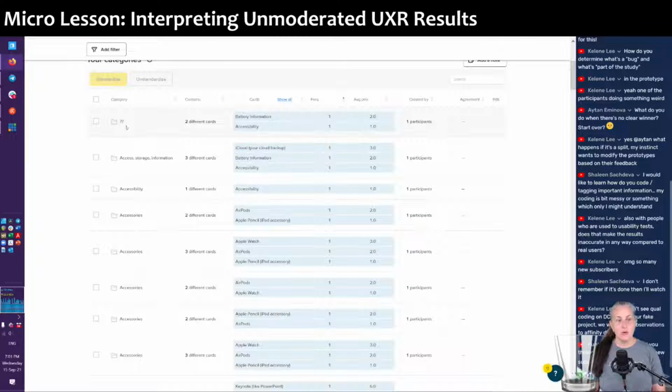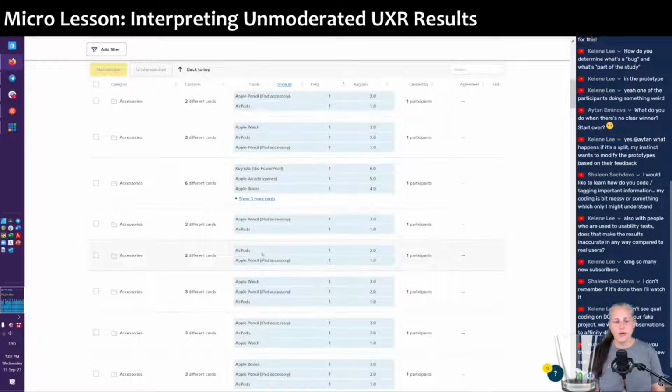Somebody created a category called question mark, which tells me they did not know what to do with this. So only so much I can do with that. Somebody made a category called accessibility and put accessibility in it. Okay. But here we have accessories. And for the most part, you can see people put in AirPods, Apple Pencil, Apple Watch. Okay, now we're starting to see some patterns here. We can see that people categorize these things as accessories to other Apple devices.